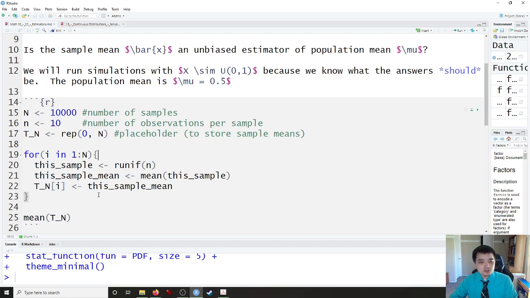Now, the for loop will do pretty much the same thing that we just did with the student heights. We're going to get random numbers. By default, they're between 0 and 1, and we're going to get lowercase n, 10 of them. That's what I call this sample. Then from there, I'm going to take the mean of this sample. And then finally, this third line of code in the for loop records this sample mean.